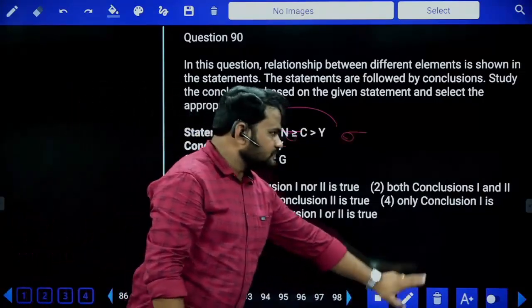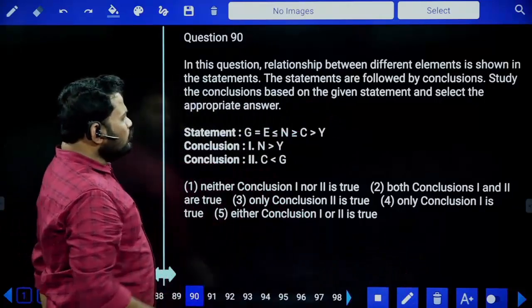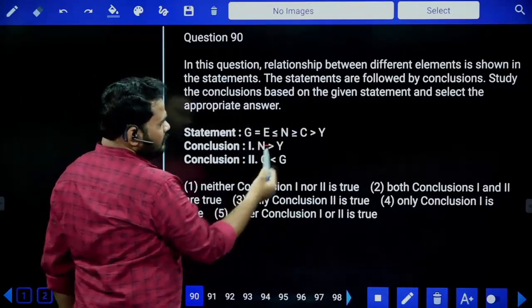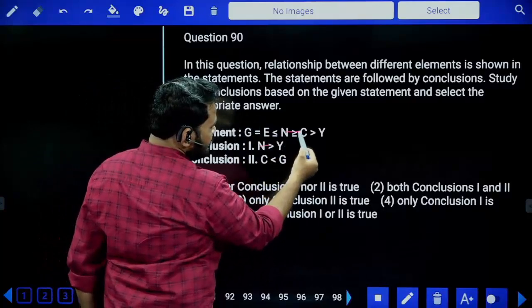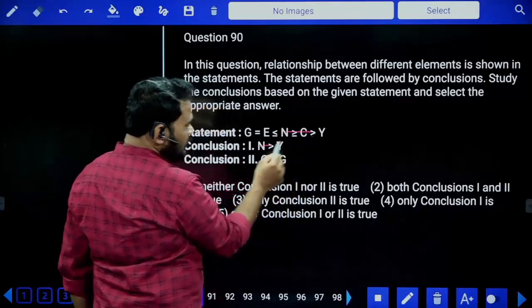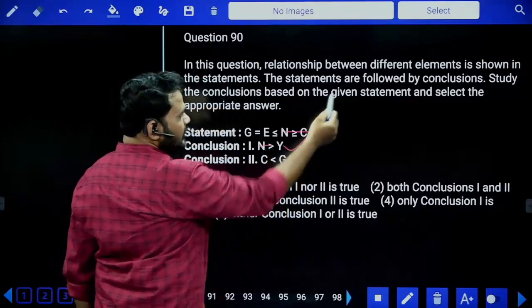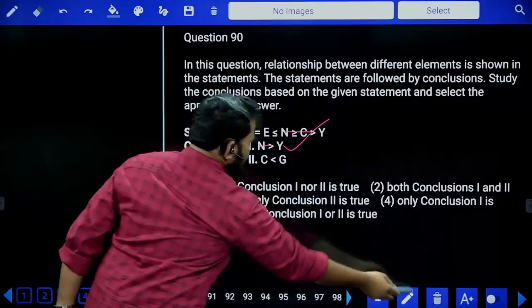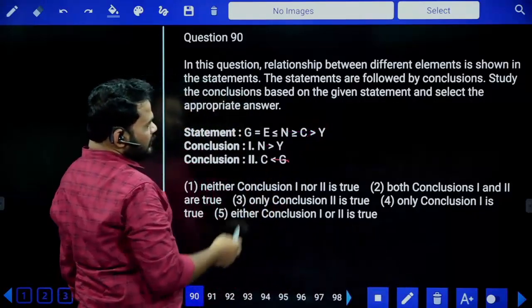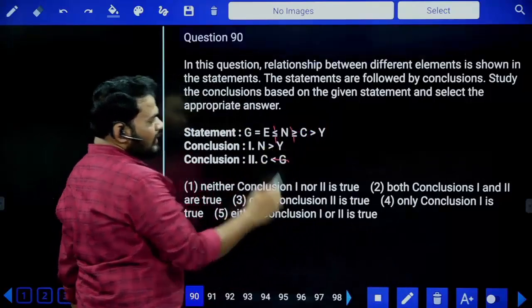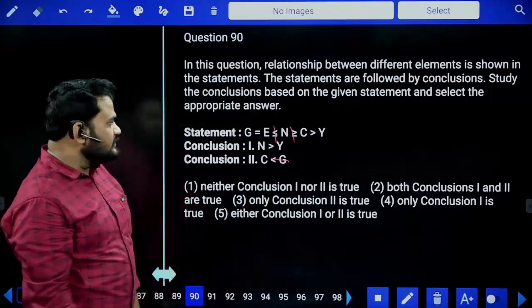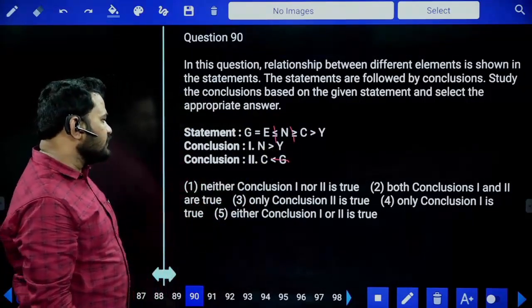Next, 90. So N to Y is required. N to C equal is there, C to Y equal is missing. In conclusion also equal is missing, hence it is true. Next, G to C is required, but in between G and C we have opposite symbols. Whenever opposite symbols are presented, we call the conclusion wrong.